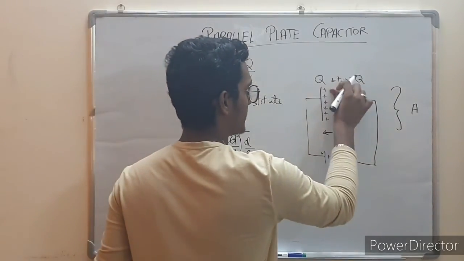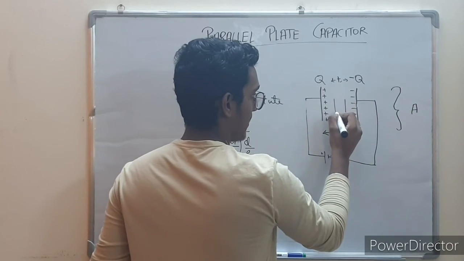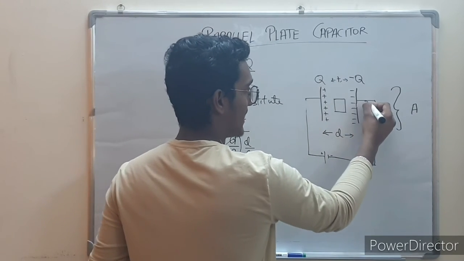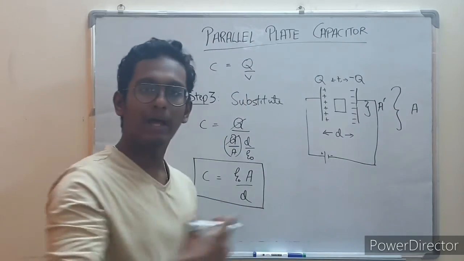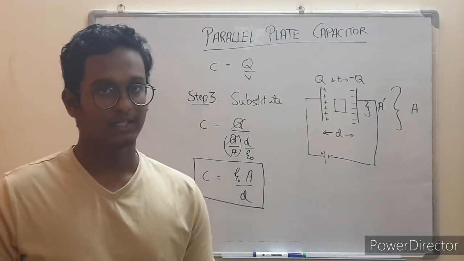It could also be a shorter dielectric in this way, and then this has an area of say A dash. What would happen after that? So these cases we'll consider in the next video.